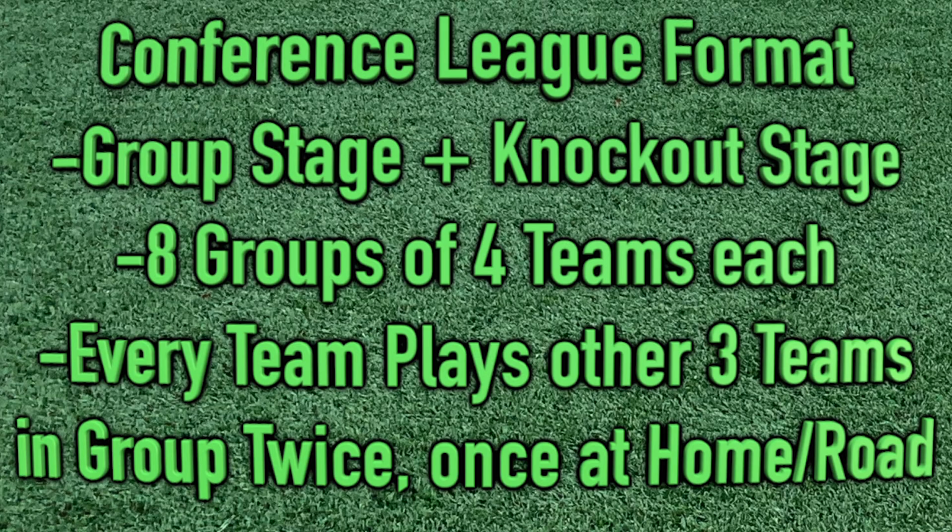Looking at the format, we have our 32 teams. Just like the Champions and Europa League, we split the Conference League up into a group stage and a knockout stage, with a slight twist. 8 groups of 4 teams each. Every team plays the other 3 sides in their group twice, once at home, once on the road. Wins equal 3 points, a draw is 1 point, and a loss gets you 0 points. So we add up all the points after the 6 match days.